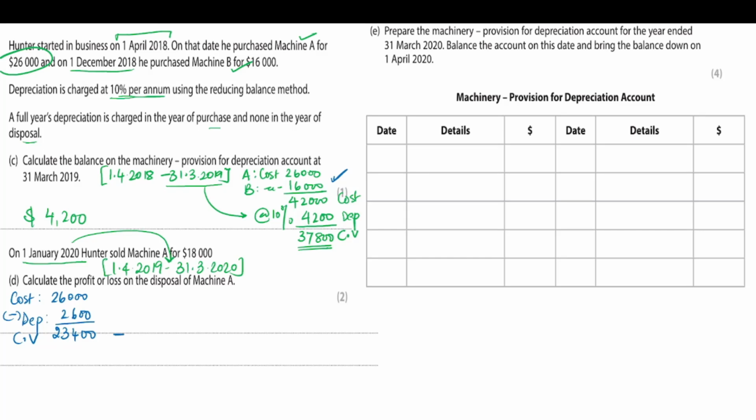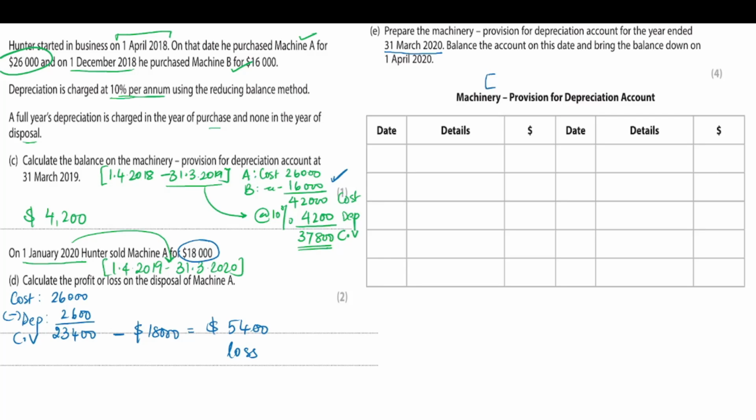So carrying value minus what he sold it for. How much did he sell? Yeah, he sold it for 18,000. So 18,000. So there is a loss of 5,400. There is a loss. Coming to part E, prepare the machinery provision for depreciation account for the year ended 31st March 2020. Yeah, the same year.